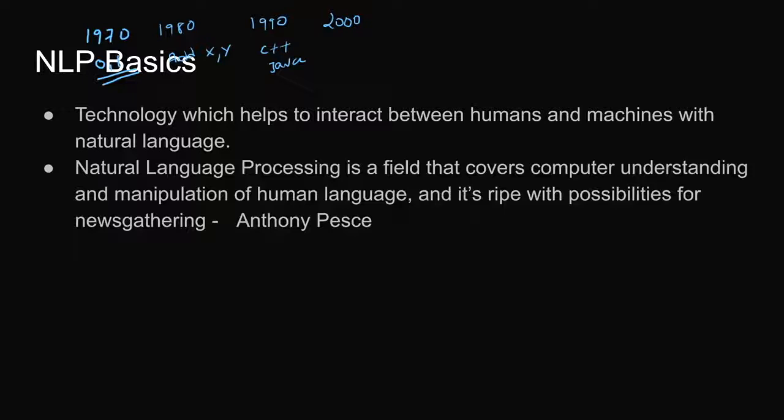And then there is a formal definition. Natural language processing is a field that covers computer understanding and manipulation of human language, and it drives the possibilities for new applications. This is the formal definition by Antony. Here what it states is that natural language processing is a field which is trying to overcome the barrier between humans and machines.